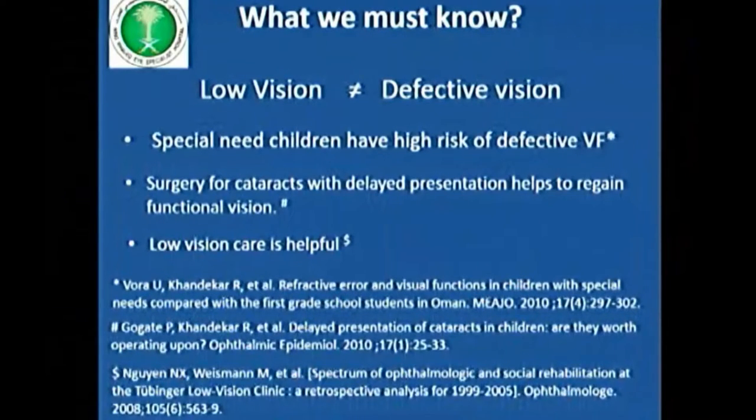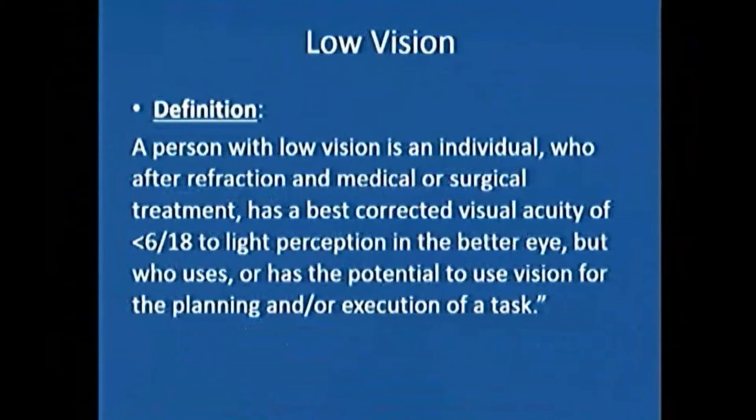So if we understand this, then the main question is, what is low vision? The standard WHO definition is that a person is defined as having low vision who, after refraction or medical or surgical treatment, has a best corrected visual acuity of 20/60 or less to light perception in the better eye. So we are talking about a human being, not an individual eye, and he has the potential to use this residual vision for his day-to-day work.